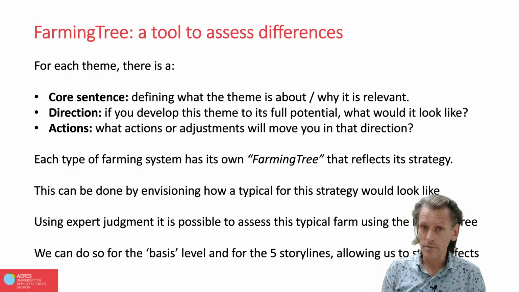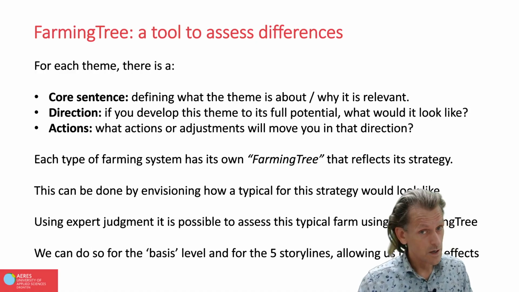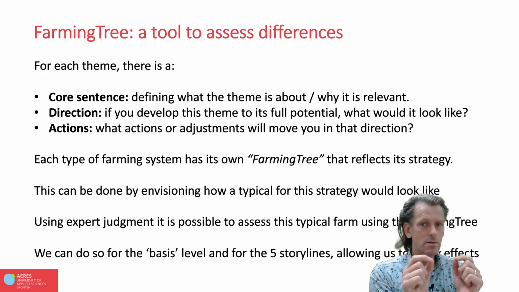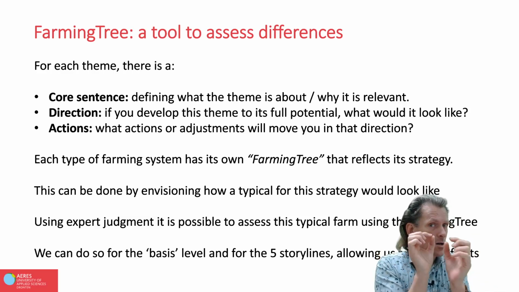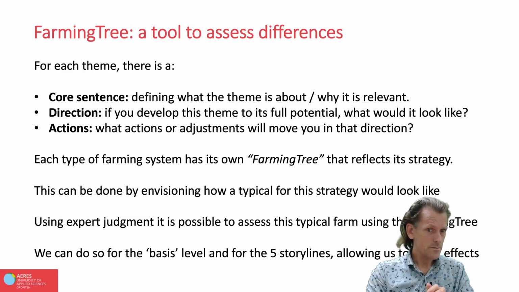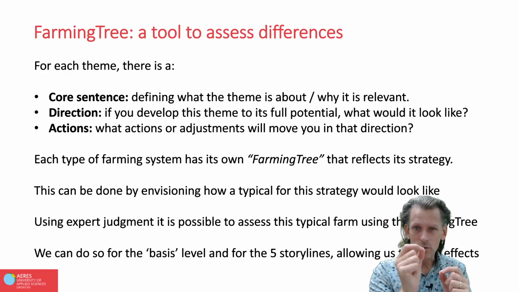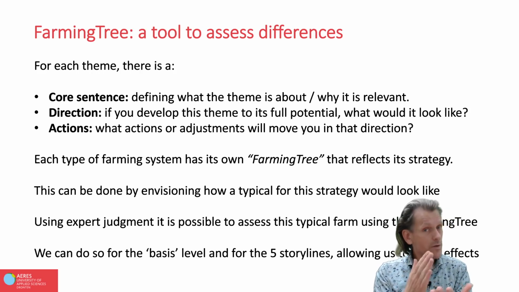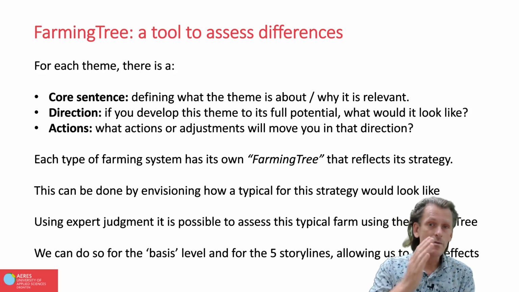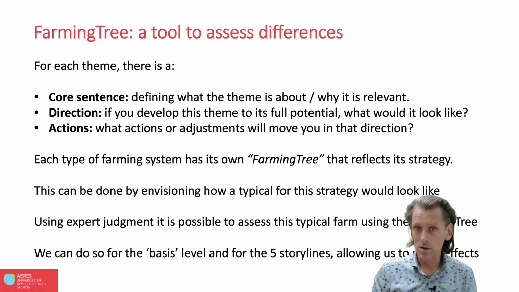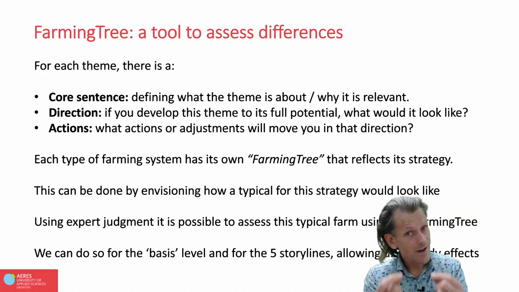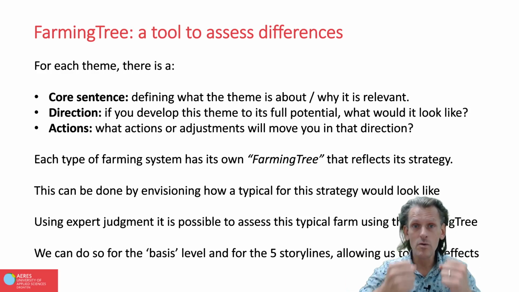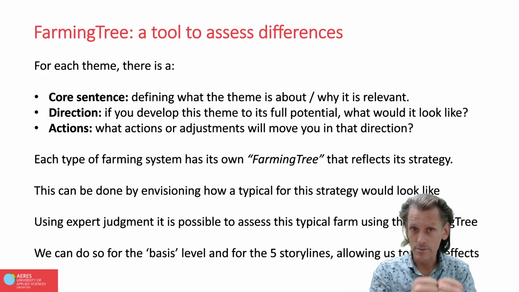So now, how to use the FarmingTree framework to assess those differences? Well, for each of the 16 themes, there is a core sentence defined. What is the theme about? Why is it relevant? Then the direction is set for each theme. If you develop a farm for this theme to its full potential, what would it then look like? And what kind of actions or adjustments on farm level will support you moving in that direction for that specific theme?